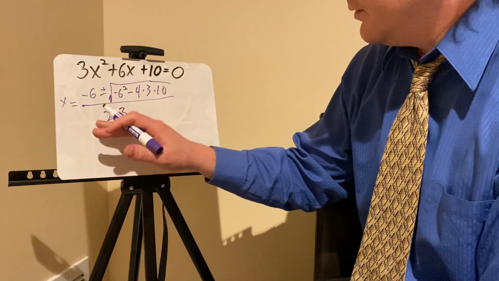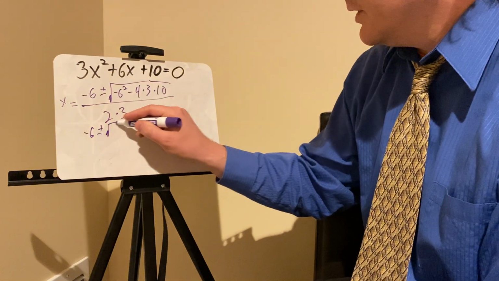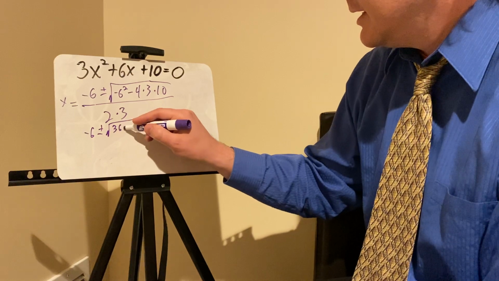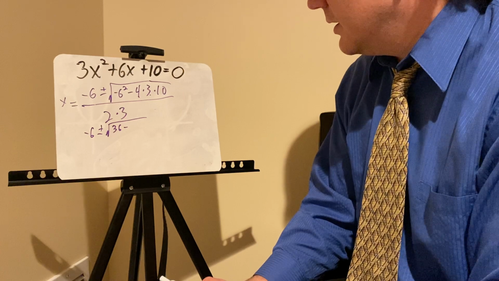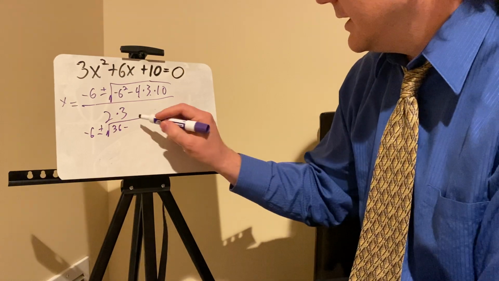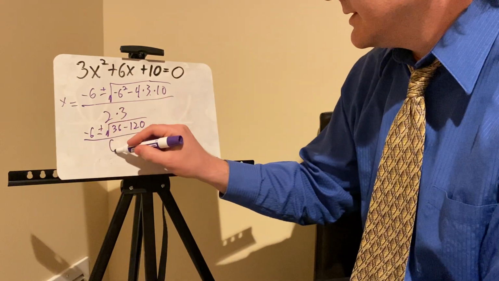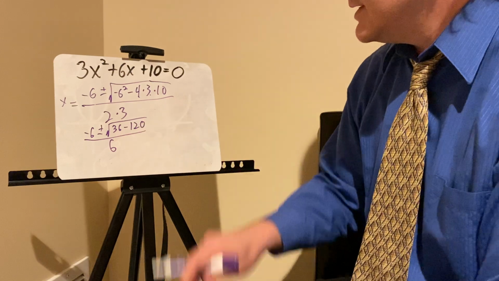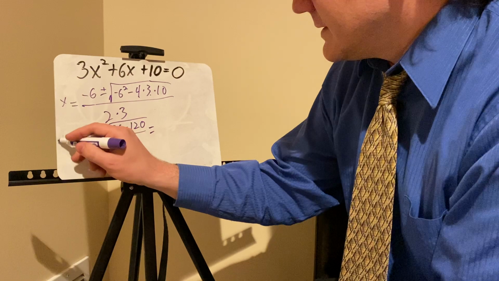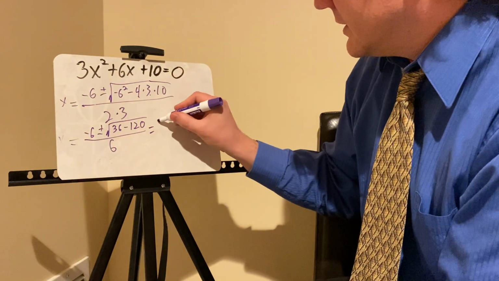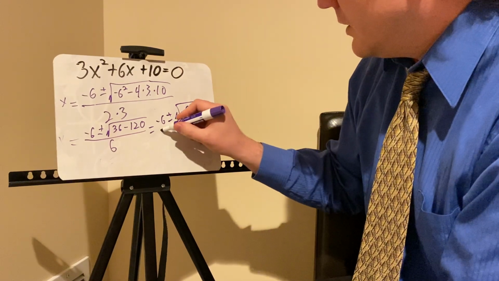Now I work through this. 6 stays, plus or minus the square root of 36 minus 4 times 3, which is 12, times 10 is 120, all over 2 times 3, which is 6. So now I have this problem: 36 minus 120 equals -84. And x equals -6 plus or minus the square root of -84, all over 6.